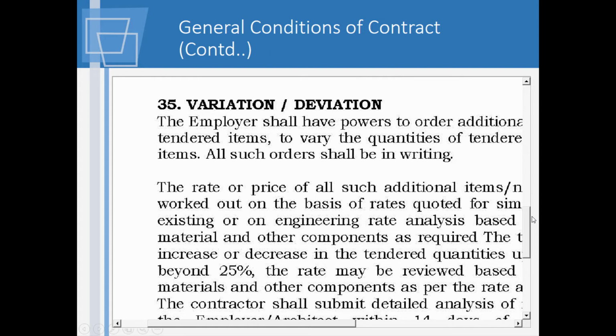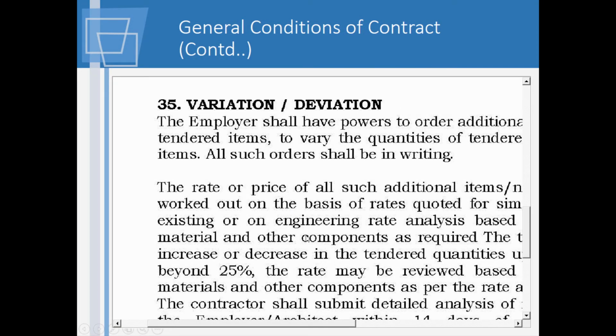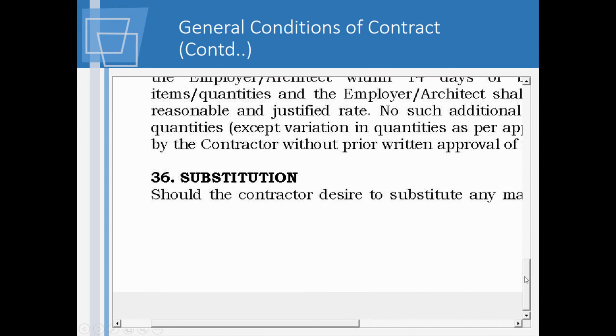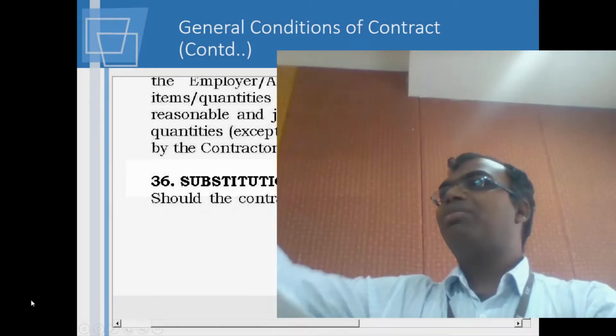So variation and deviation, we were talking about. This is one of the major causes of arbitration. So what would happen if there is a variation or deviation? How are they going to look at the variation? All this is also part of a document. And also substitution. For example, instead of using Parryware fittings in the toilet, if you want to use Cera or some other company, that is called substitution. So substitution is possible within certain limits. So what is that, and how is it going to be worked out is also mentioned.